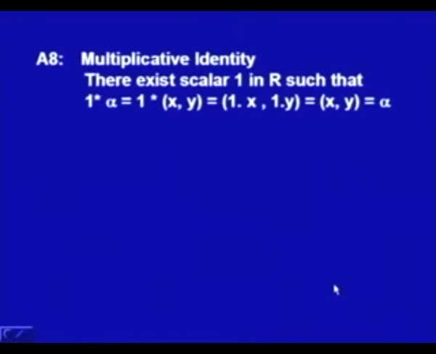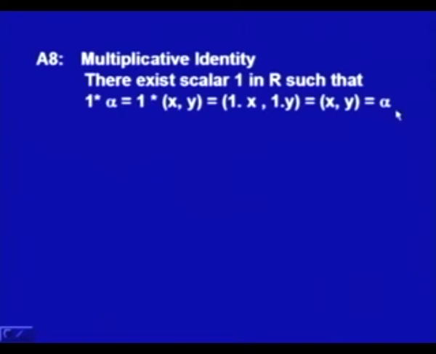So, the last property is multiplicative identity. So, we have to prove that there exists a scalar 1 in R, which when operated upon the vector alpha, it remains the same. So, to check this we say 1 is that multiplicative identity. So, 1 star alpha is equal to 1 star (x, y). We apply the definition of scalar multiplication. It is 1 dot x comma 1 dot y, which is nothing but (x, y).